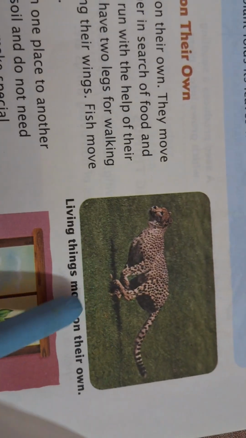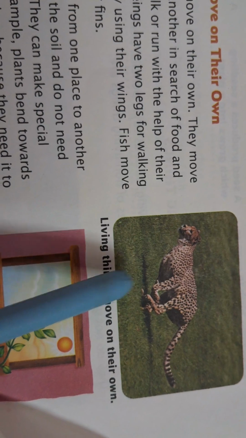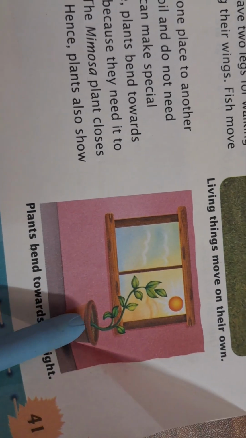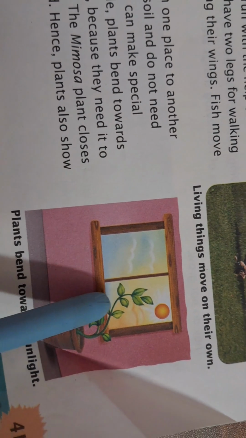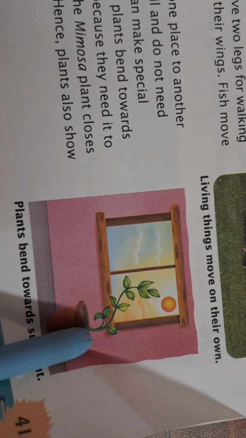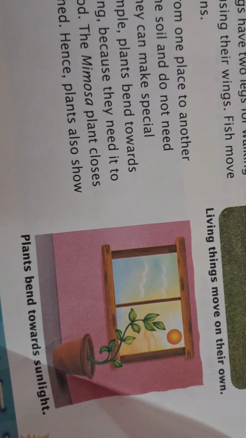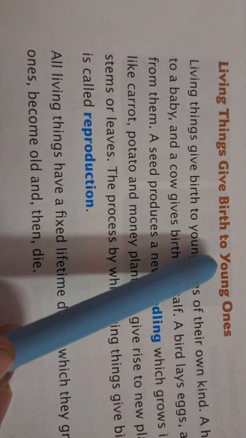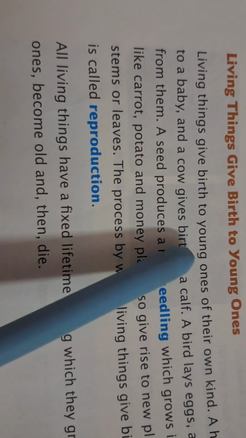Here we have living things move on their own by searching for food and shelter. Here we have plants bent towards sunlight. For example, if we plant one plant inside the house and the sunlight is outside, it will bend that way only. Okay, and this is what we have. Next feature, living things give birth to young ones.